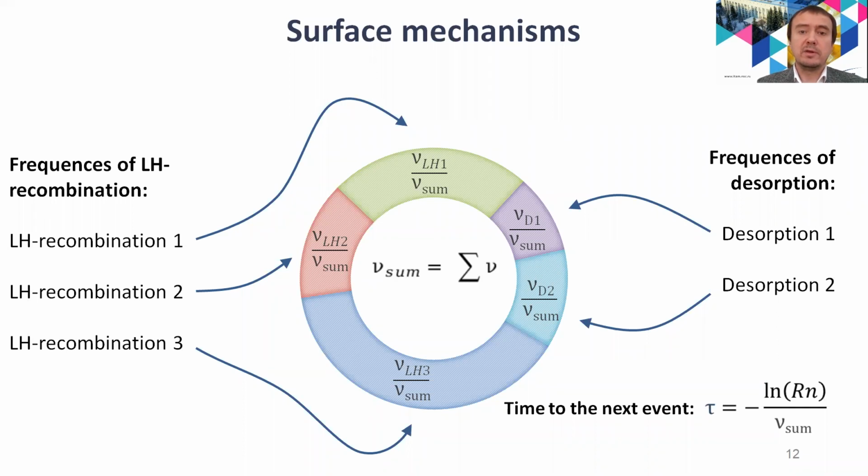We group them together and use their total frequency of all the processes to model the time to the next event, and then we pick the process proportionally to the frequency of this process, and we do it until the time step is finished, and as I mentioned, at a completely independent stage.